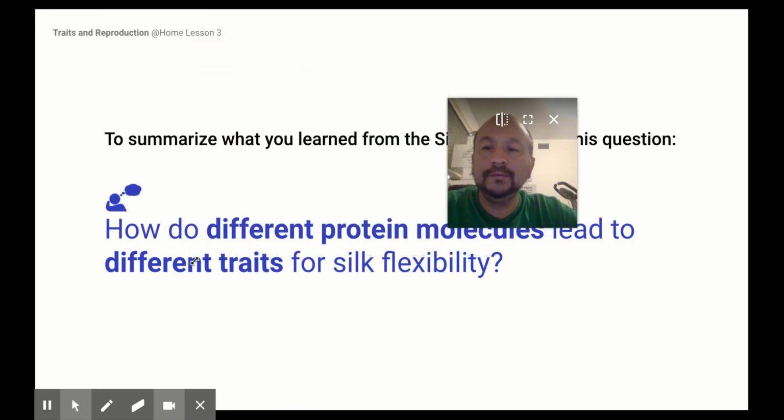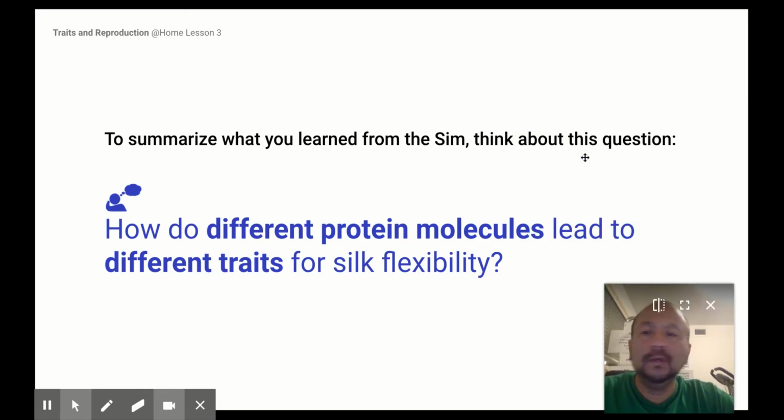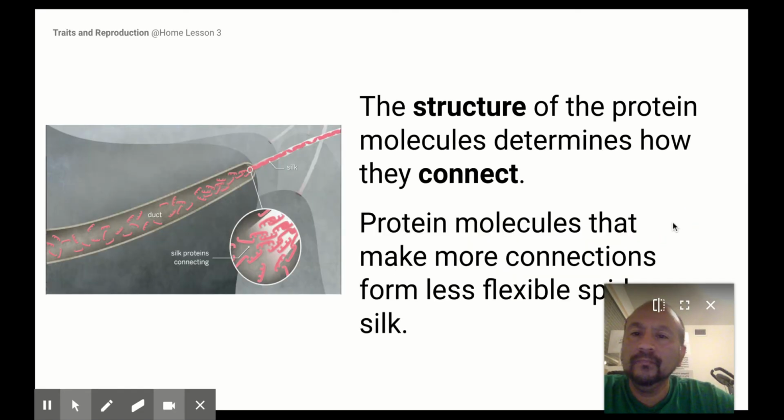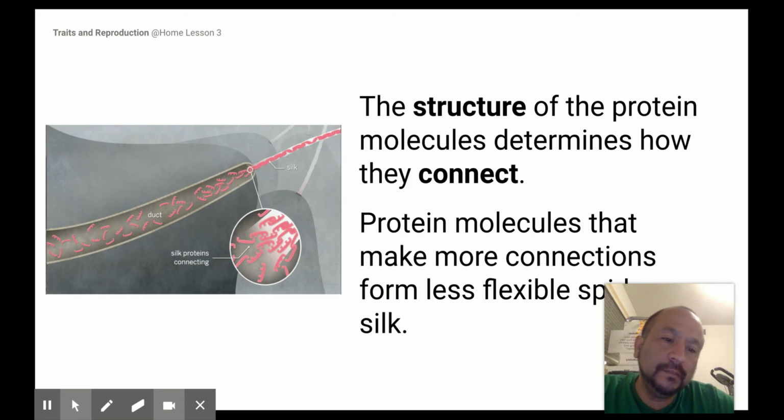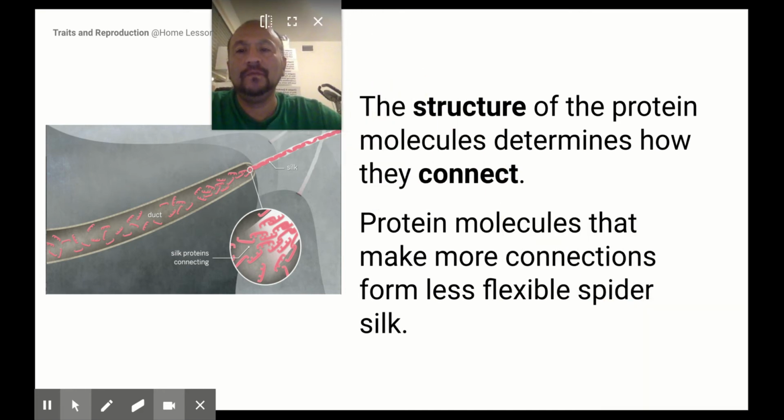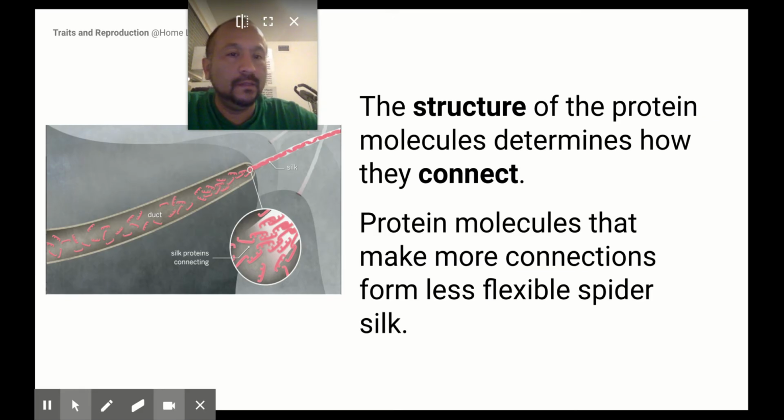Go tiny. How do different protein molecules lead to different traits for silk flexibility? The structure of the protein molecule determines how they connect. Protein molecules that make more connections form a less flexible spider silk. So as you can see with this one here, it's not as flexible, but it is stronger. Not as flexible, but it is stronger. So you have to find that middle area.